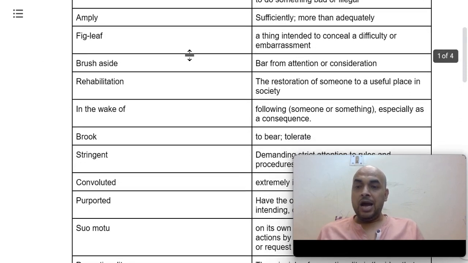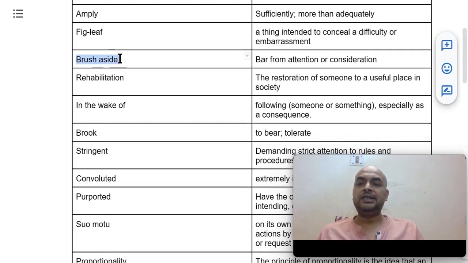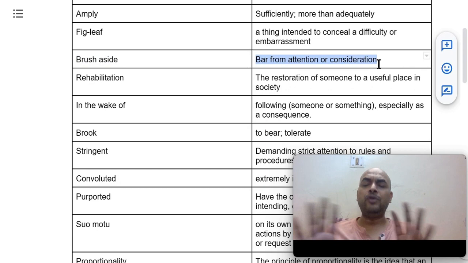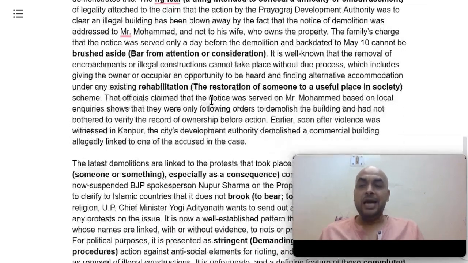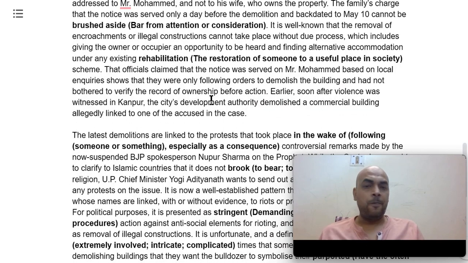Okay. Next word is brush aside. It is a phrase and it means bar from attention or consideration. That means not to give any attention. कोई attention न देना, कोई ध्यान न देना. Okay, that is what brush aside means. And let's see the contextual usage.